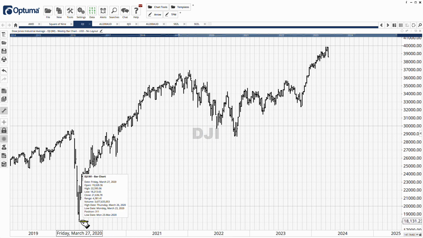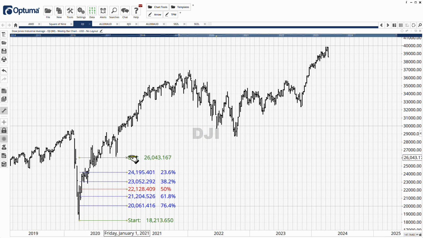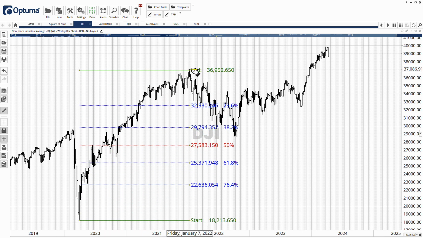There was a significant low here, the COVID panic low in 2020, and we bring that up to the next significant peak here, which was January 7, 2022. Now all we've simply done is taken the distance in price from the low to the high and divided that by the Fibonacci ratios of 23.6, 38.2, 61.8, and 76.4. But what we've also done here is included the 50% level.